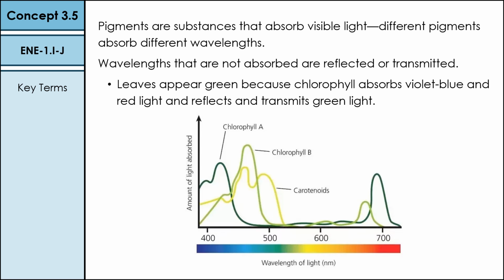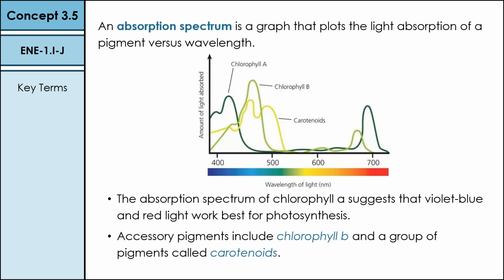So the graph that I have here is what is known as an absorption spectrum. An absorption spectrum plots the different absorption wavelengths of light versus our pigments. So we have optimal ranges of wavelength that these pigments work best in. Chlorophyll A does the heavy lifting in this case, hitting a really good range of light, but we also have lesser chlorophyll B and our carotenoids to pick up the slack.